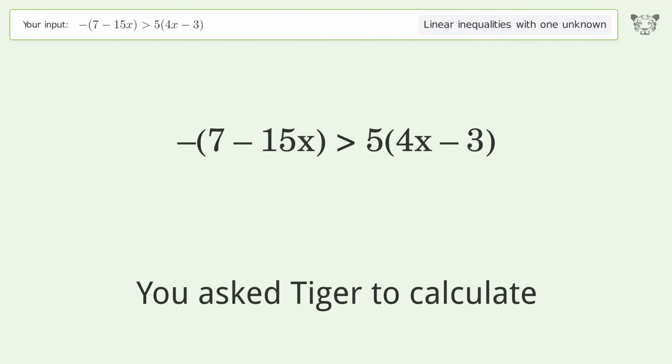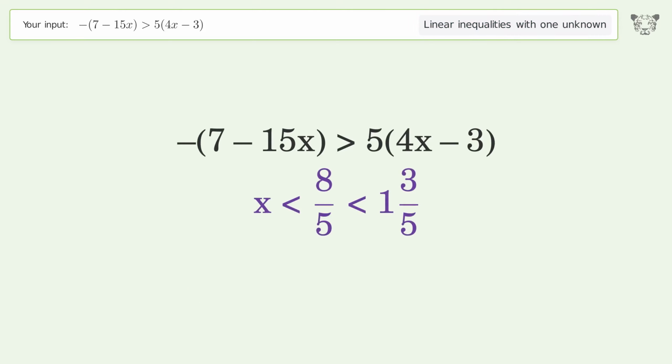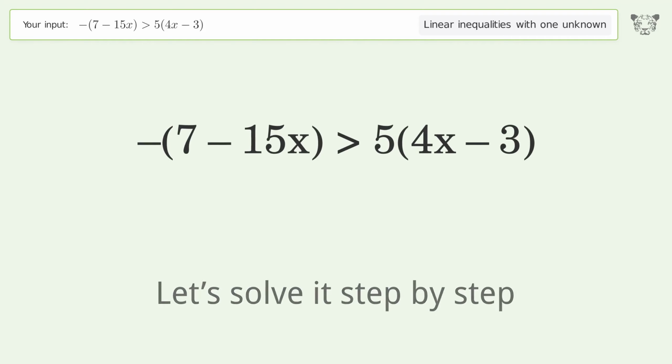You ask Tiger to calculate. This deals with linear inequalities with one unknown. The final result is x smaller than 8 over 5 smaller than 13 over 5. Let's solve it step by step.